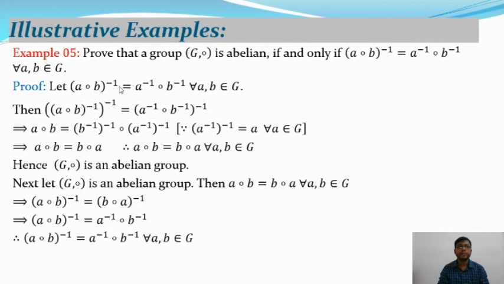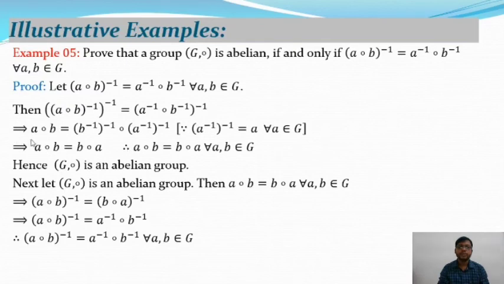Let (A ∘ B)⁻¹ = A⁻¹ ∘ B⁻¹. This is given, for all A, B belongs to G, and from this we will prove that (G, ∘) is an abelian group. So then, taking inverse on both sides, we will get ((A ∘ B)⁻¹)⁻¹ = (A⁻¹ ∘ B⁻¹)⁻¹. So ((A ∘ B)⁻¹)⁻¹ is equal to A ∘ B. This is a property of group theory.